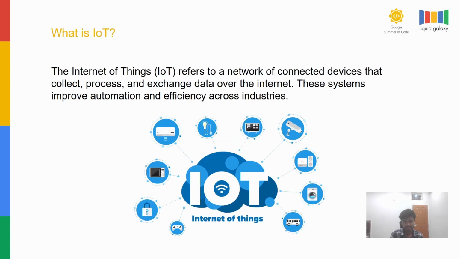What is IoT? The Internet of Things refers to a network of connected devices that collect, process, and exchange data over the internet. These systems improve automation and efficiency across industries. I know you have heard about this term, the Internet of Things. It is just exchanging the data, collecting the data over the internet, and it is used for various purposes, mainly automation.